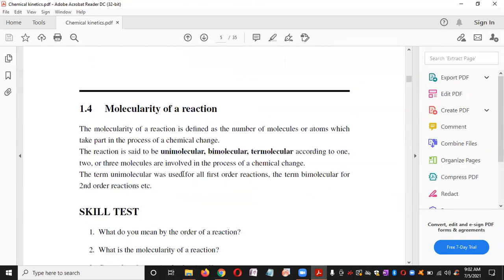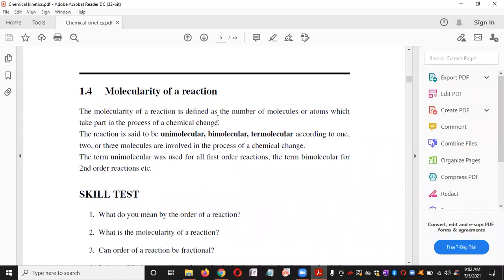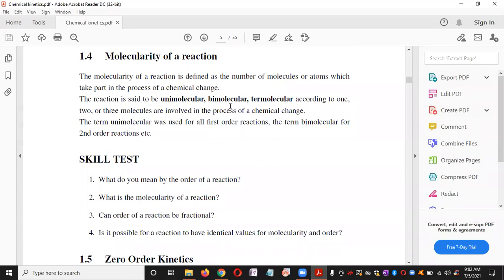Next, the molecularity of the reaction. It is another important topic. We have already studied it in intermediate, and we are just revising. Molecularity of the reaction is defined as the number of molecules or atoms which take part in the process of chemical change. That is a broad definition; defined concisely, it is the number of reactant molecules or atoms which take part in the rate determination step, the slow step. These are unimolecular, bimolecular, and trimolecular. It cannot be zero.